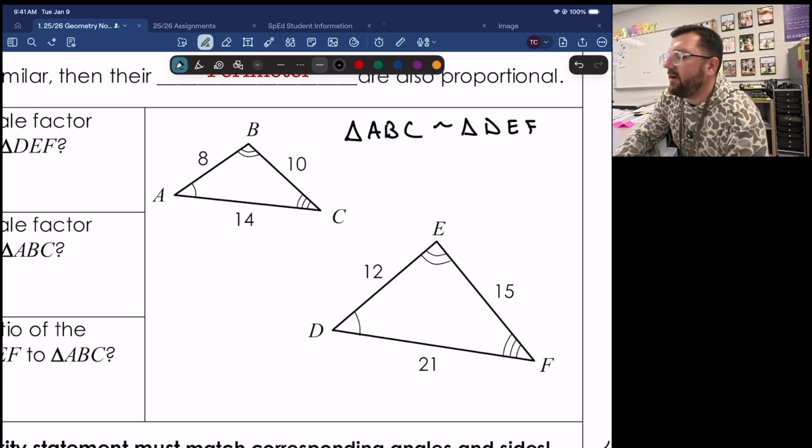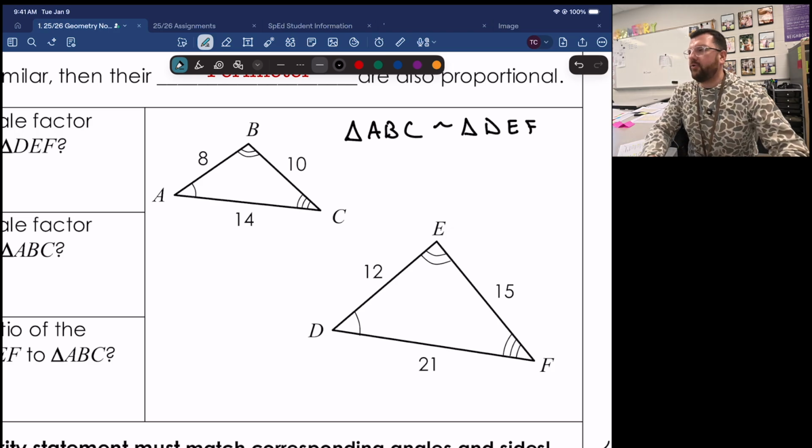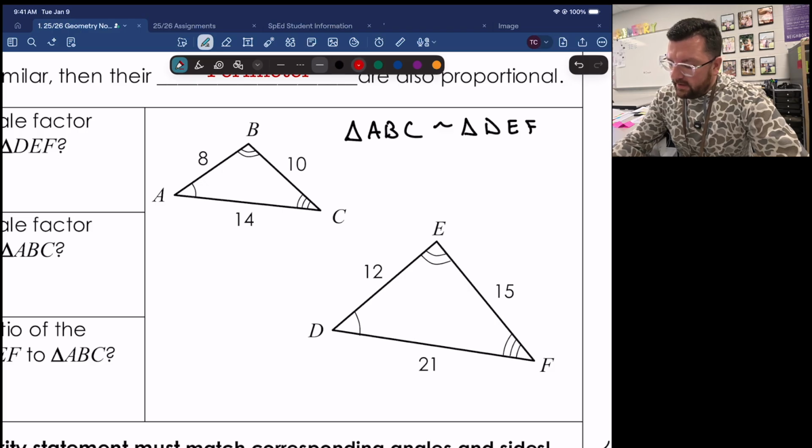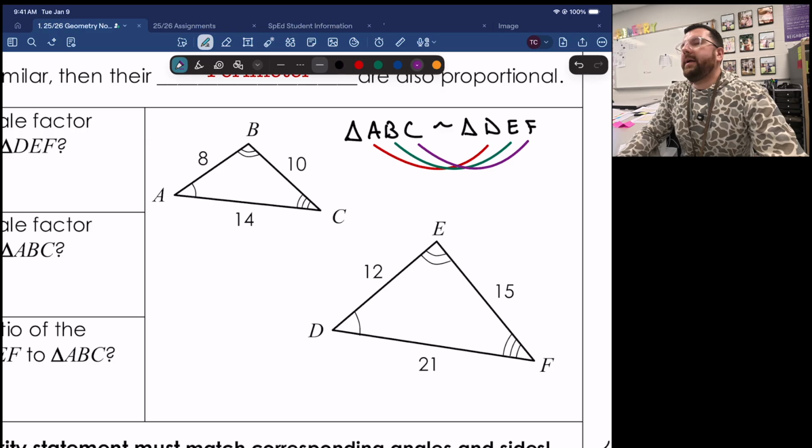And this looks very much like when we did congruent statements. You all remember those? Yeah, I would hope so. Where we said the first letter and the first object goes with the first letter and the second object. And then we said that second letter or angle that it represents goes with that second letter, and that third one goes with that third one. Well, when you're doing scale factor, you can kind of use that to help guide you.